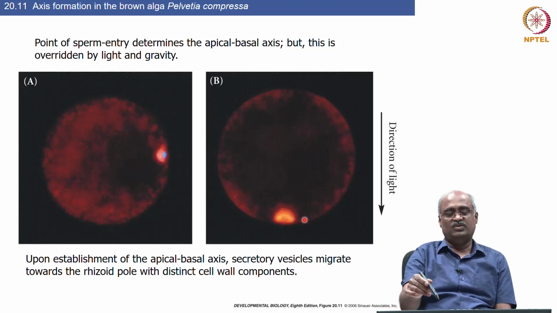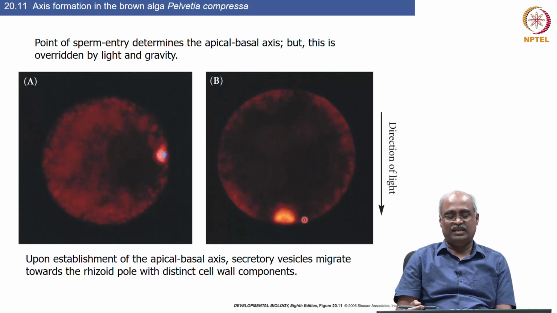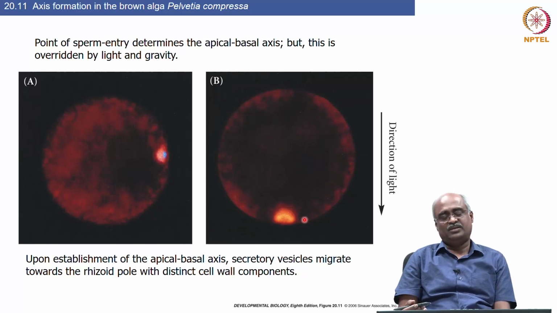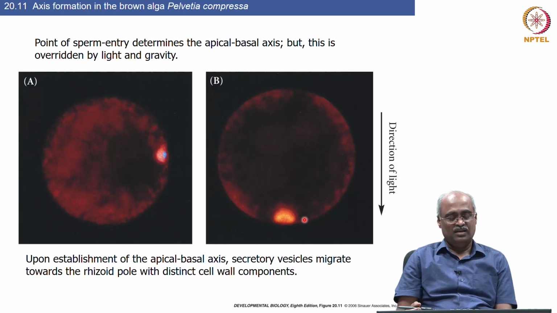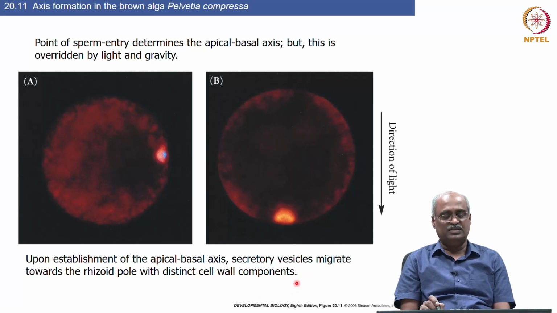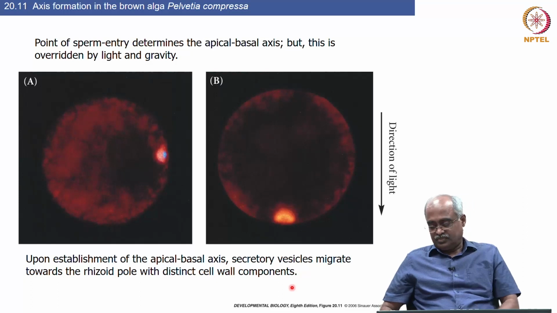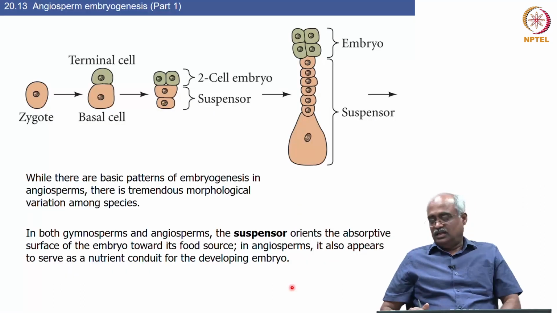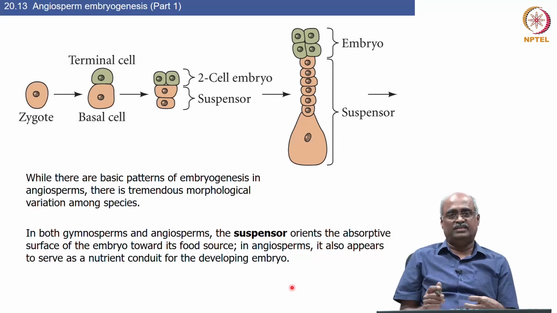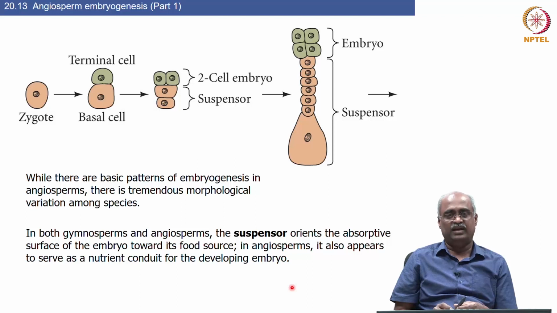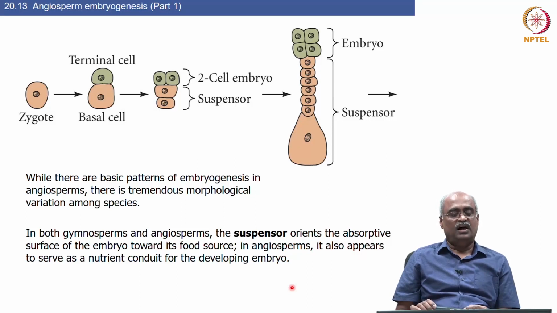Okay. So this is how the apical basal axis forms. Instead of anterior posterior, here we call it apical basal, the top bottom axis. And as I said, the distinct cell wall component seems to be key for this. Okay. So now, this is about the asymmetry of the first division, which we understood by studying brown alga. A similar thing happens in angiosperms as well.